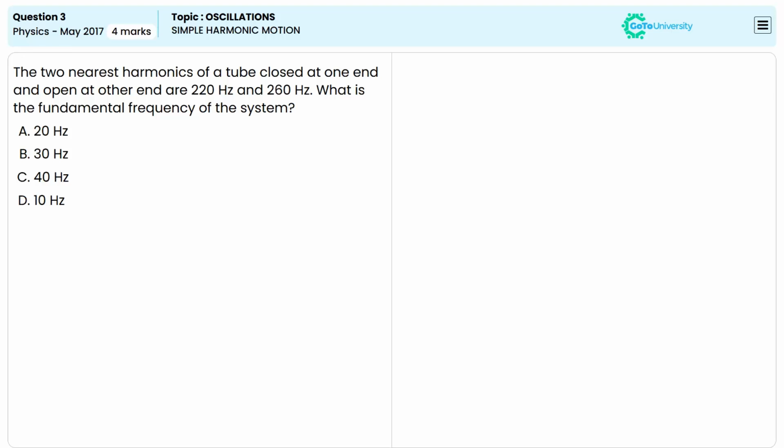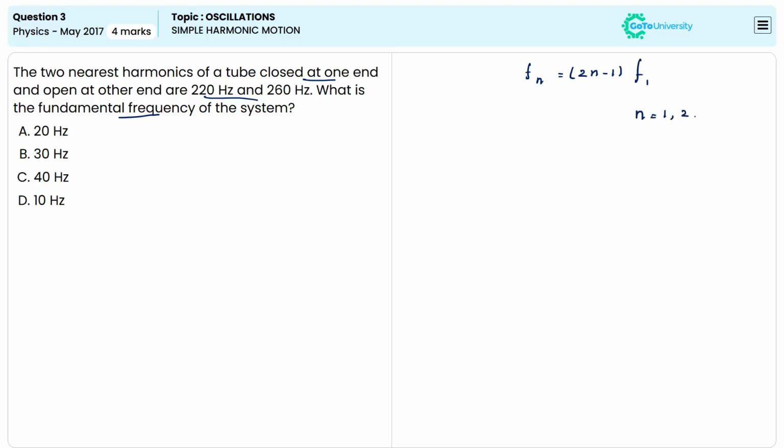What is the value of fundamental frequency of a system? Whereas two nearest harmonics of a tube closed at one end and open at another end are given in the question. So for a tube closed at one end and open at another end, the harmonics are odd multiples of the fundamental frequency. So here we can write Fn will be equal to (2n minus 1) times F1, where n here can be 1, 2, 3, etc.